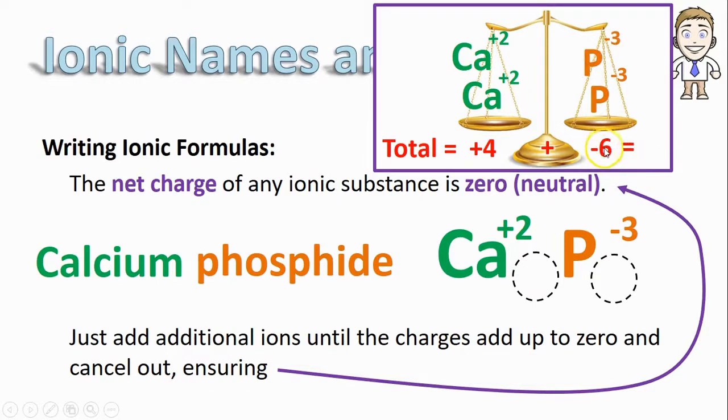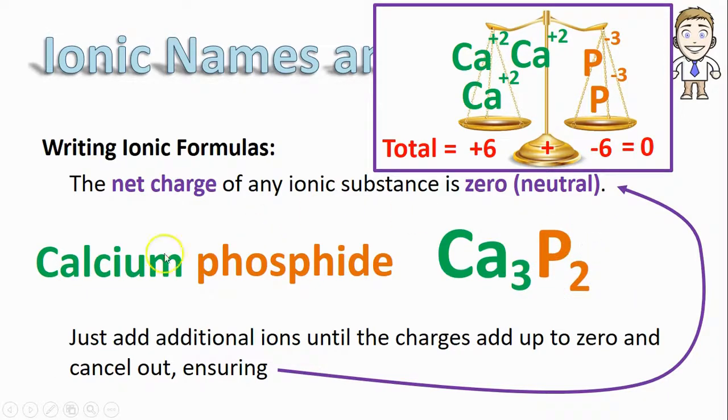Now it's a -6, which still doesn't balance out a +4. Finally, with a third calcium added in, I have a +6. Balancing out a -6, my net charge is 0. Since it took 3 calciums, my subscript here is a 3. 2 phosphides, so my subscript here is a 2, making the final formula Ca3P2.